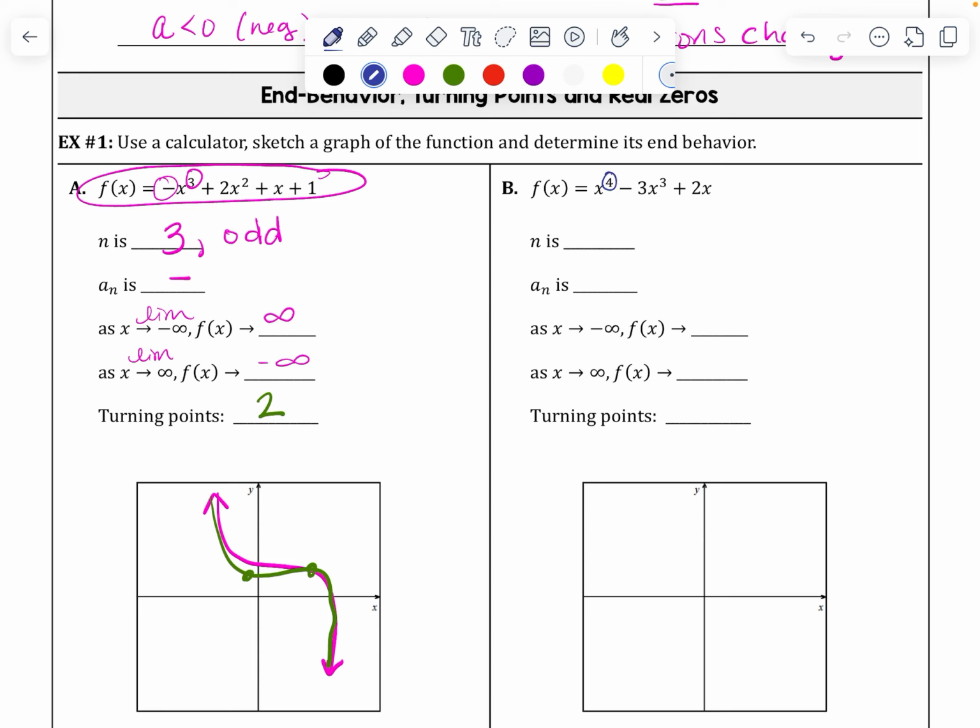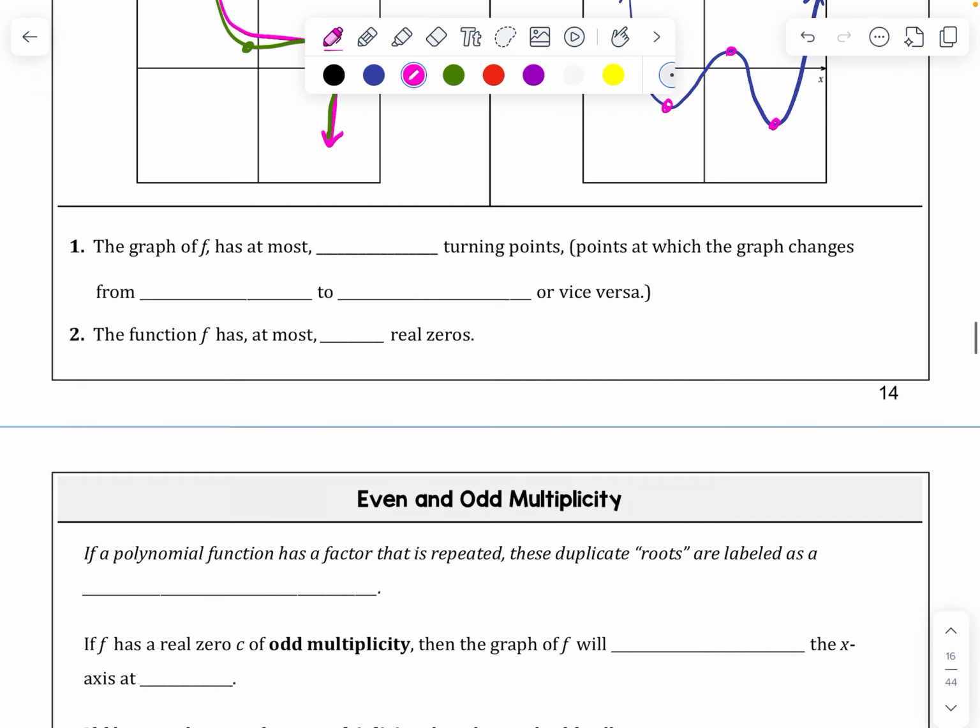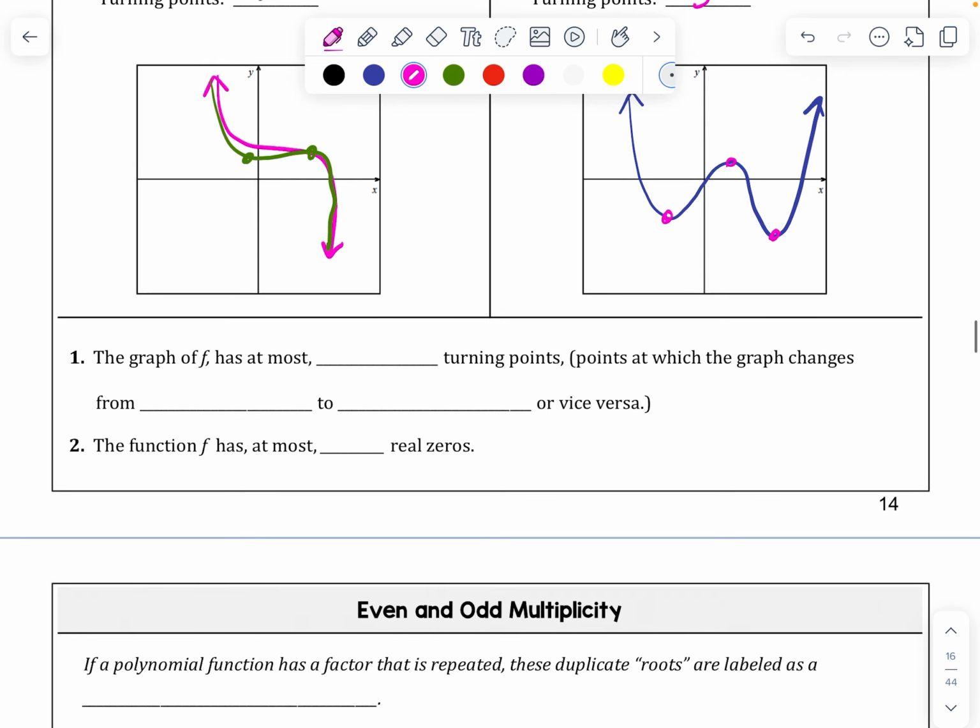So if we look here, we know that the power is 4, which is even, and the leading coefficient is positive. So because of that, we know that our end behavior on the left, because they're even, they're both going to be going to positive infinity. And when we look at that on the calculator, it looks something like this. So our turning points are 1, 2, 3. There are 3 turning points. Those are also called extrema.